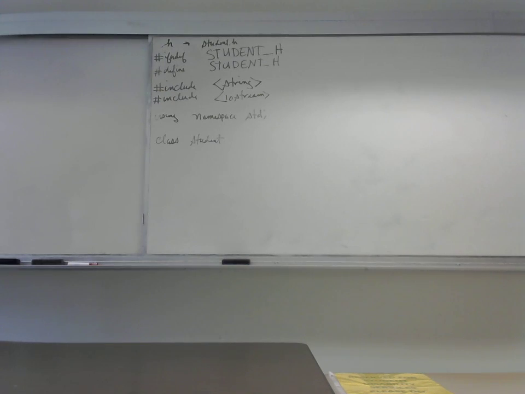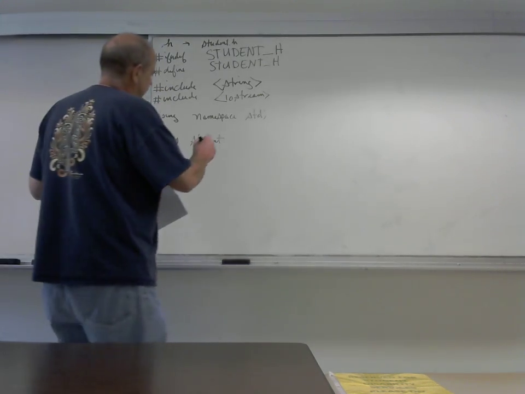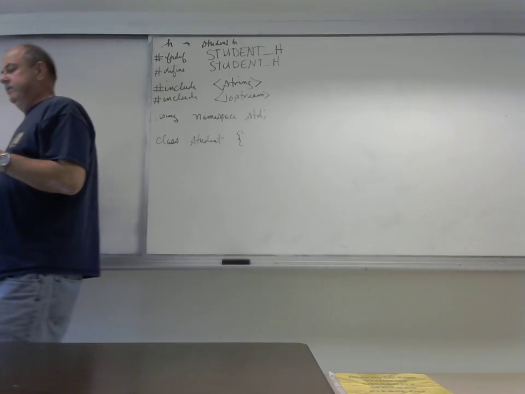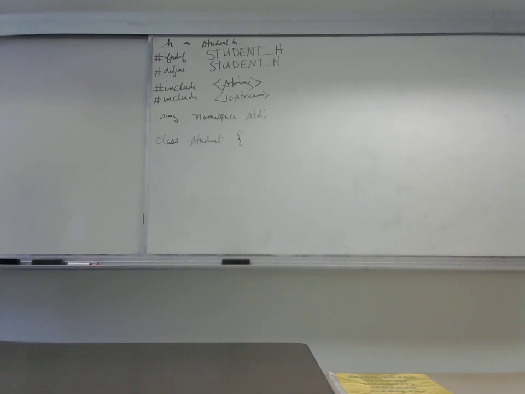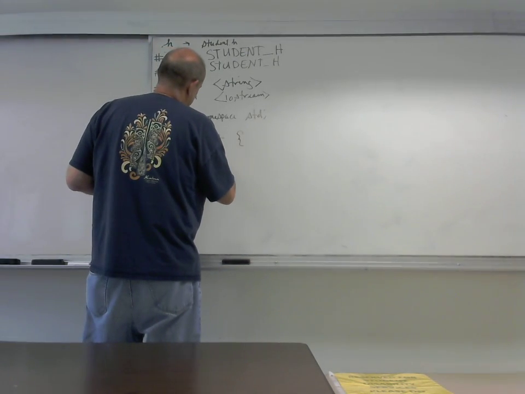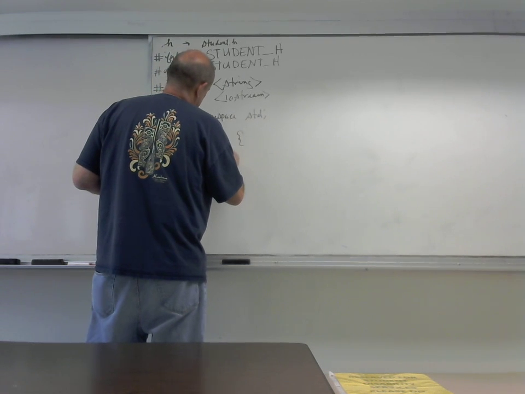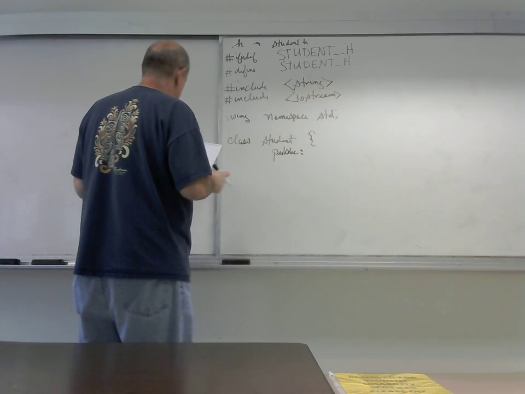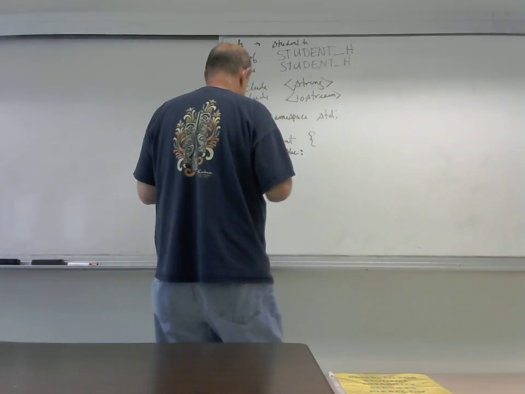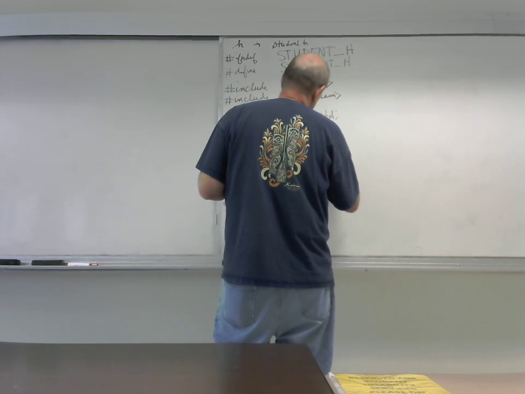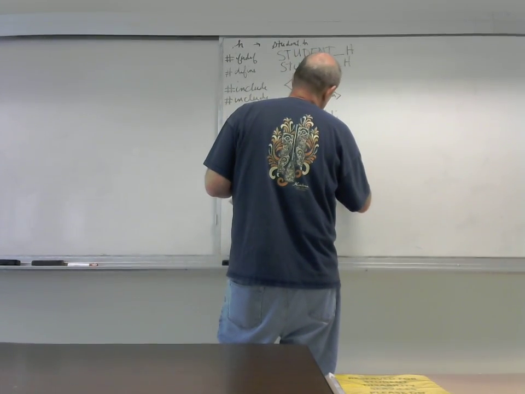Class Student. So this is the only place you have the class definition. Open bracket. Now we have to separate into public and private here. Public, colon. And then your public methods. Okay, well, constructor, Student.